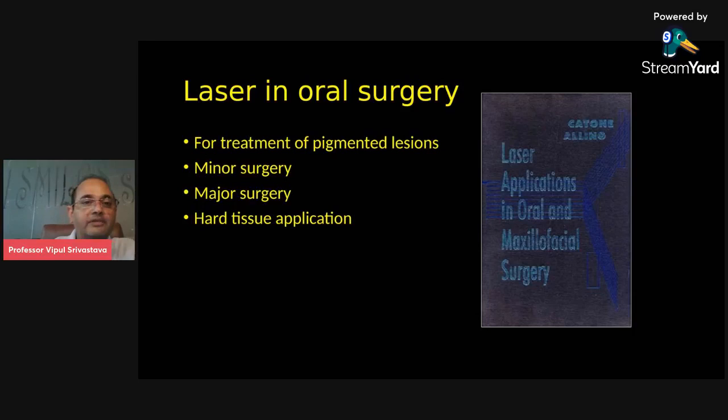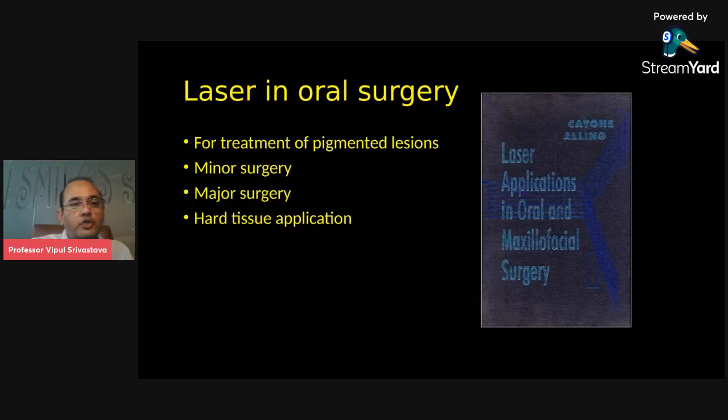Let's go to the next one: laser and oral surgery. Again, I can divide it into hard tissue and soft tissue use. If I have access to hard tissue, I can use laser for cutting bone, for sectioning of teeth, and even for modifying or removing tori and bony projections. I have worked with certain lasers and got decent results in all these cases. So this is for hard tissue uses, but I'll focus more on soft tissue.